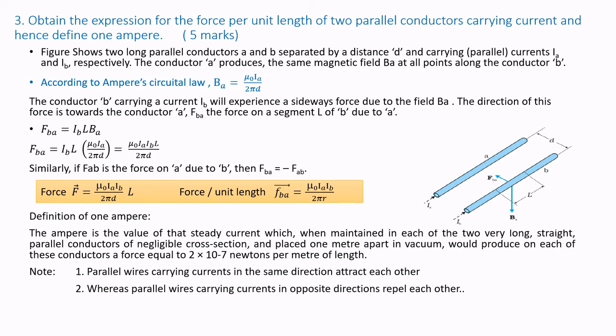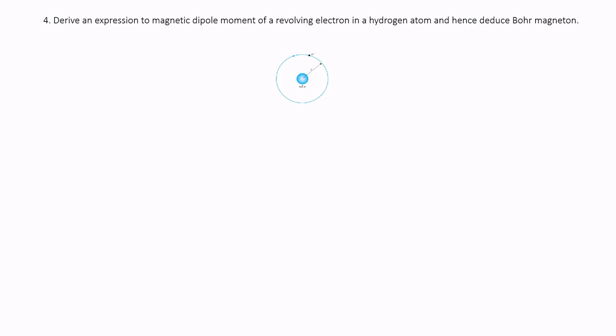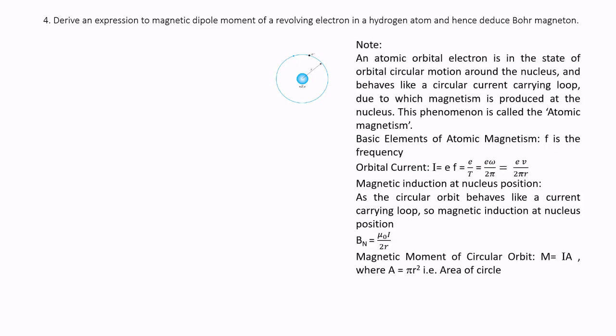This is the next question. Derive an expression for the magnetic dipole moment of a revolving electron in a hydrogen atom, and hence deduce Bohr's magneton. To understand the atomic magnetism, we have to note some of the important points. So let us go through these important points.